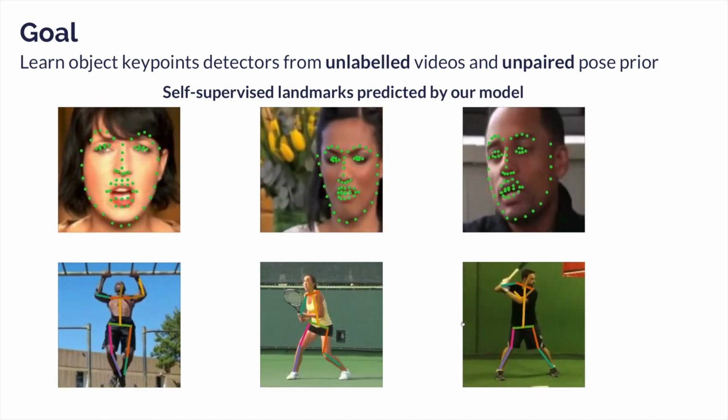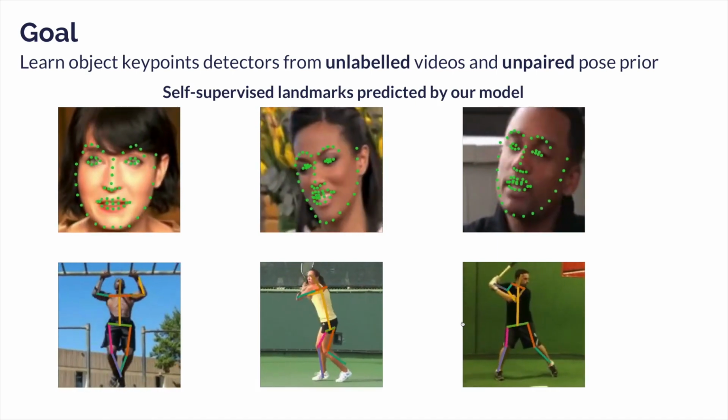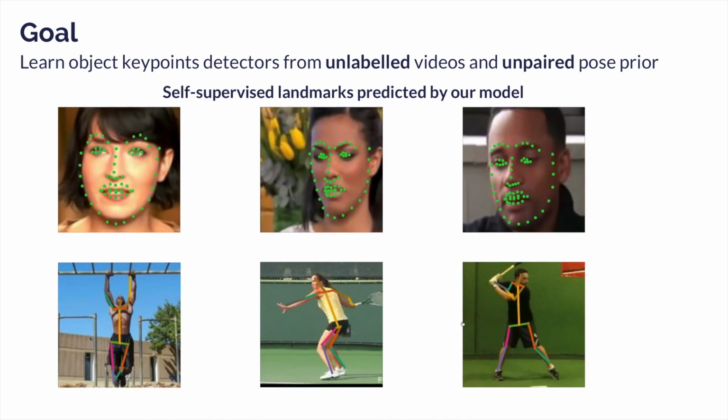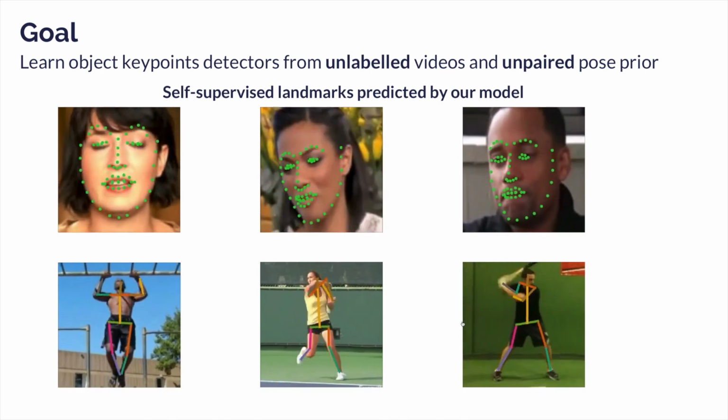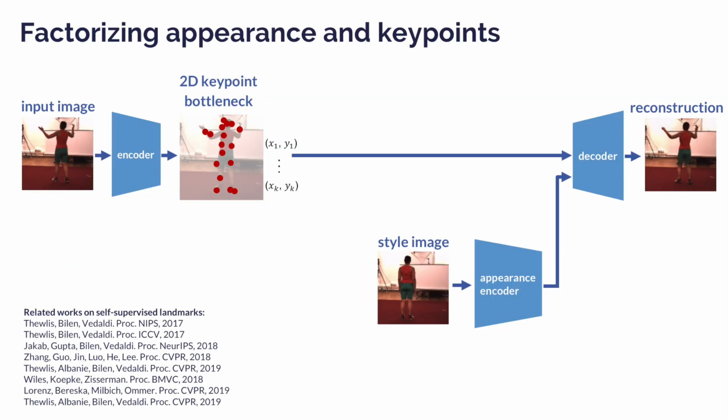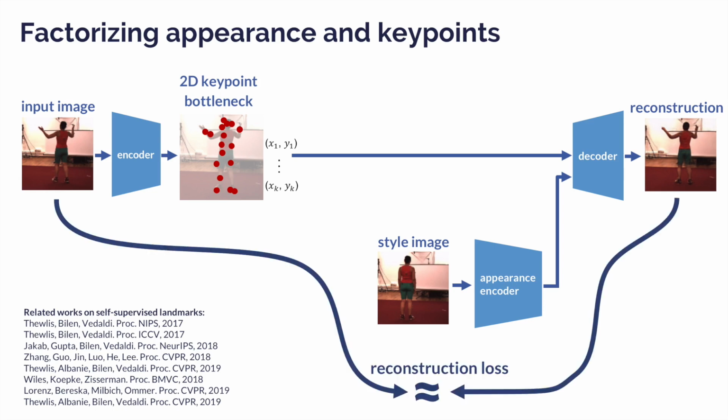Hence, we ask the question, how can we leverage unlabeled data, namely object category specific videos, to learn object keypoint detectors? Our approach is based on factorization of appearance and 2D keypoint. This is achieved by training a conditional autoencoder with a tight 2D keypoint bottleneck that encodes the pose information while the appearance is supplied by looking at another frame of the same video. It exploits the fact that the geometry changes, but appearance does not in the videos of the same object instance. The model is trained using reconstruction loss.